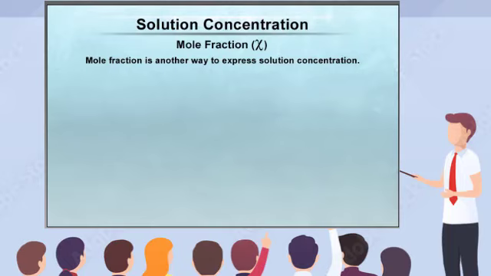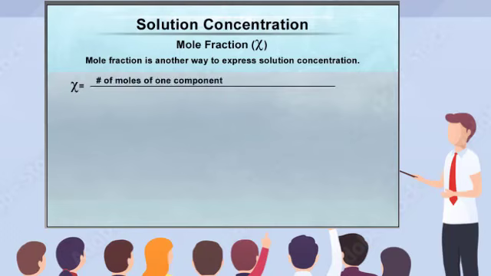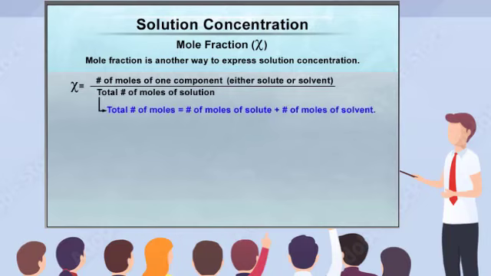Mole fraction is a third way to express a solution's concentration, and it is represented by the Greek symbol chi. The mole fraction is the number of moles of one component, either the solute or the solvent, divided by the total moles of the solution. Total moles of the solution equals the number of moles of solute plus the number of moles of solvent. A subscript indicating whether the solute fraction or the solvent fraction is being solved for is placed after chi.